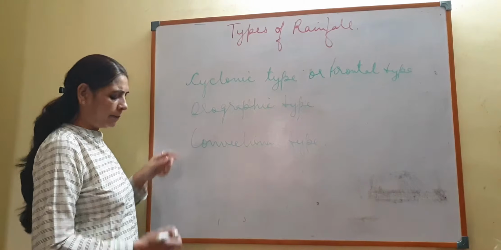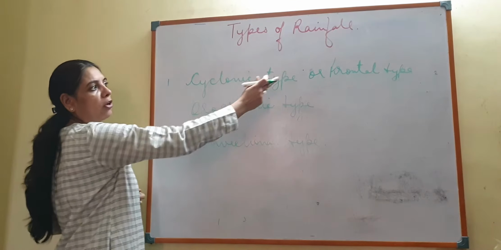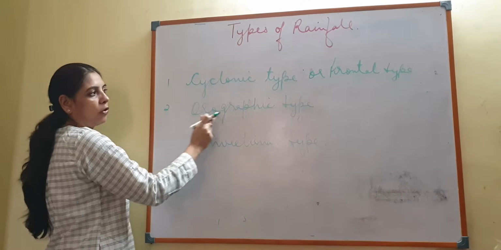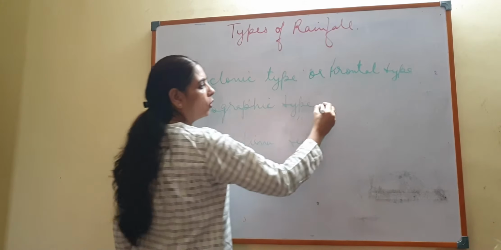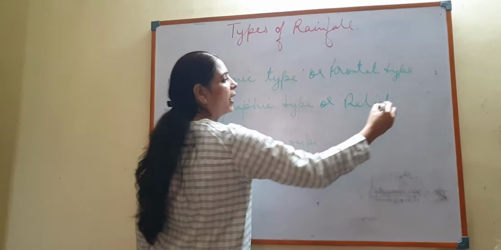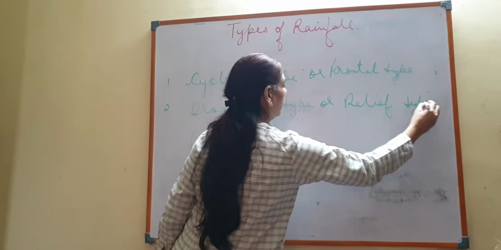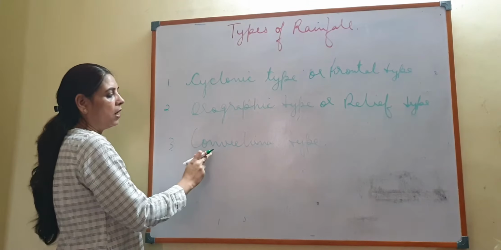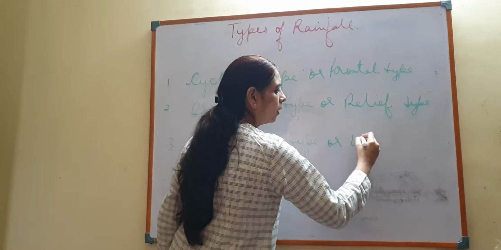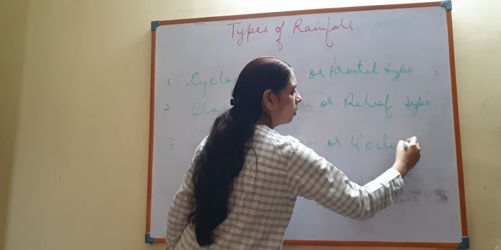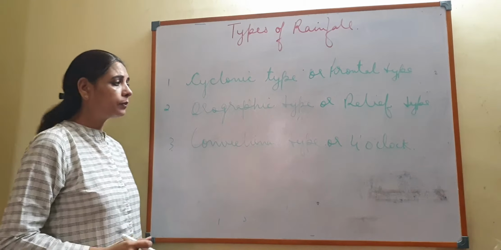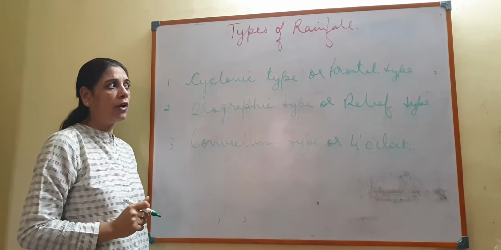There are three major types of rainfall. The cyclonic type of rainfall, also known as frontal type. The orographic type of rainfall, also known as relief type. And the third one, convectional type of rainfall, also known as 4 o'clock rain. Okay? So these are the three types of rainfall.